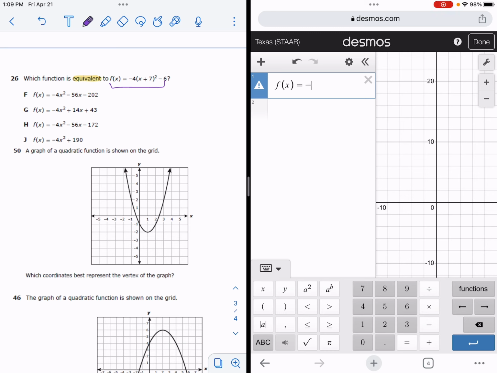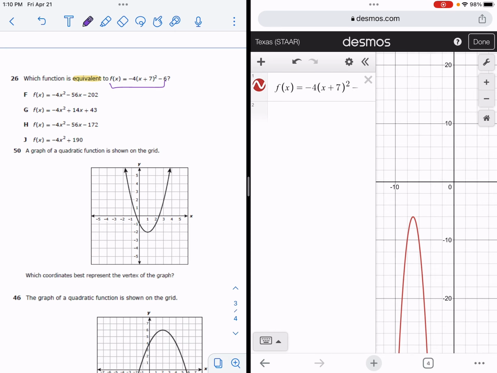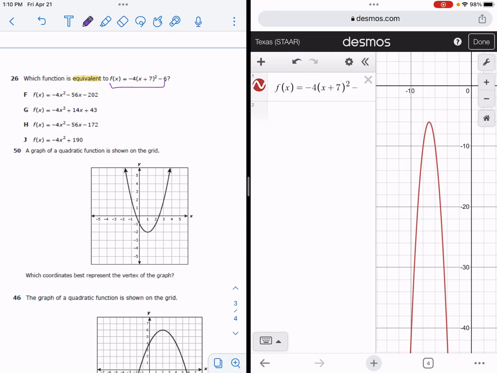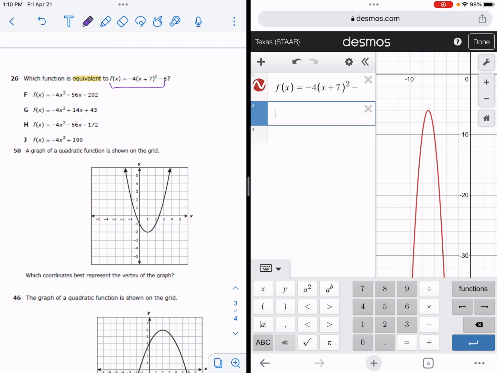Okay, so -4(x + 7) squared minus 6. Okay, there it is. And then for the other options, you can just use y. I wouldn't use f of x again, because that sometimes confuses the calculator. This is option A.